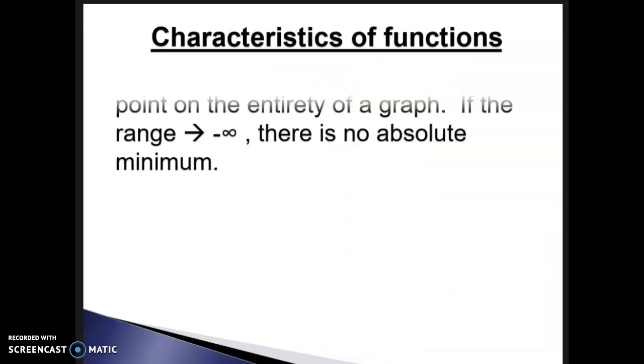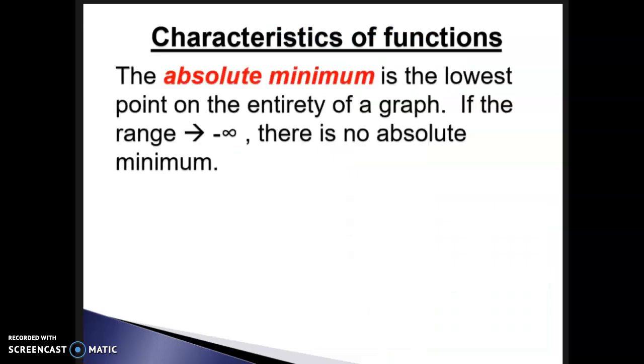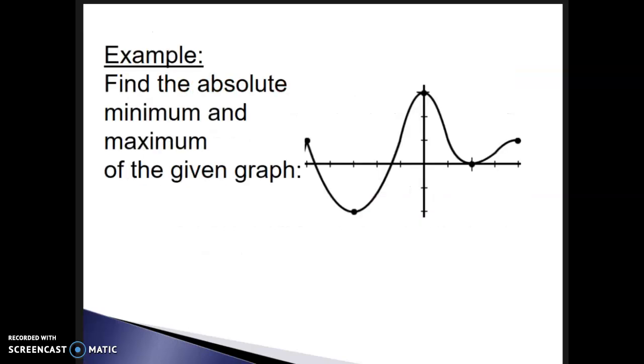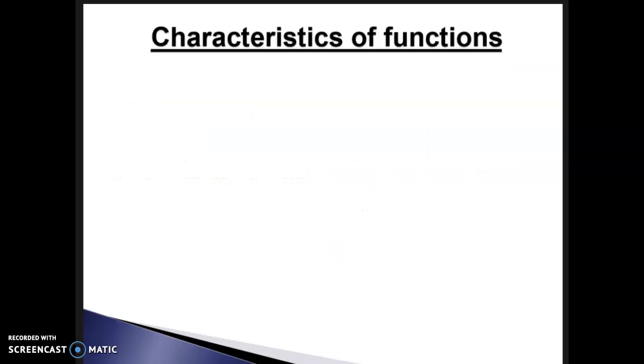So we're going to look at some of these characteristics. Remember that an absolute minimum is the lowest point of the graph, and if it goes on forever to -infinity, well, there's not going to be an absolute minimum. Absolute maximum is the highest point of the entirety of the graph. So remember these key words. If we look at this graph right here, the absolute minimum would be right here. The absolute maximum would be right here. It's the absolute lowest and highest point on the graph.